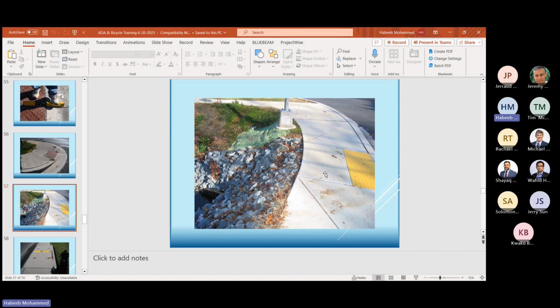Another issue is there also. Can you tell us what that could be? Is it the pole offset? Yes. The pole is too close to the back of the curb. It should be close to the level landing area where the wheelchair person can extend his or her arm to reach out to that push button, you know.